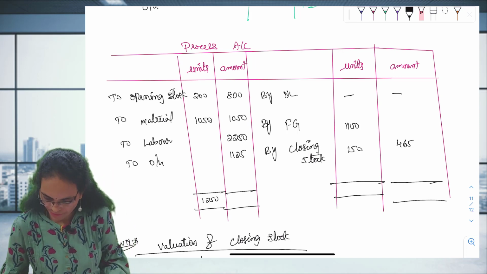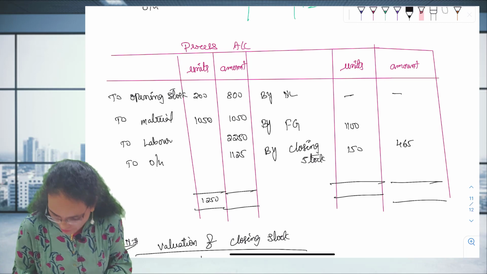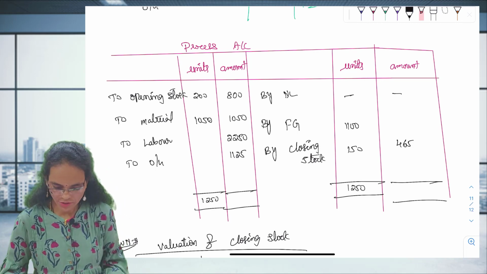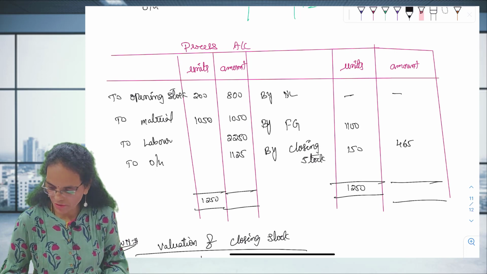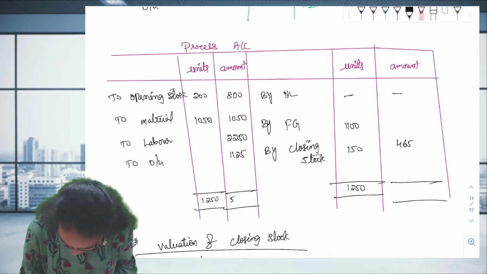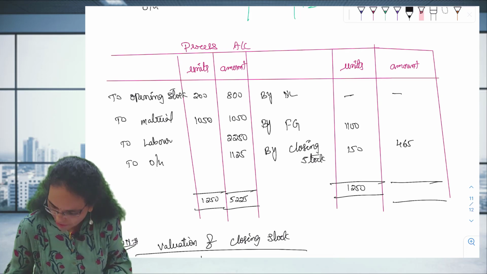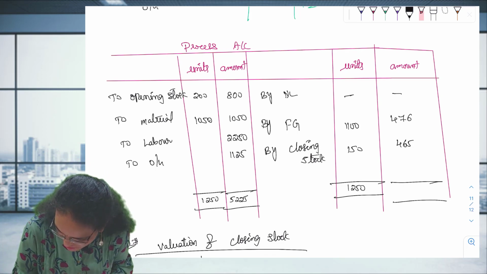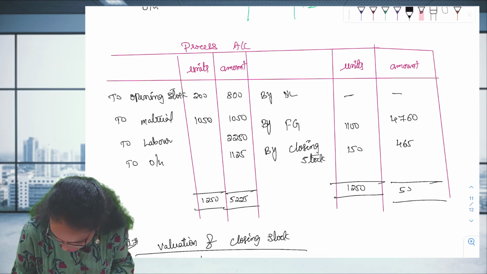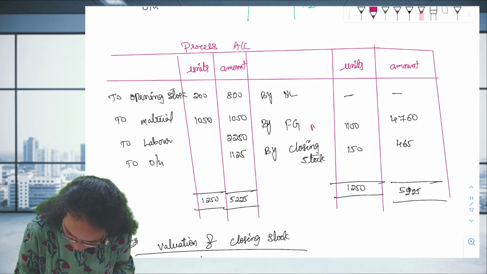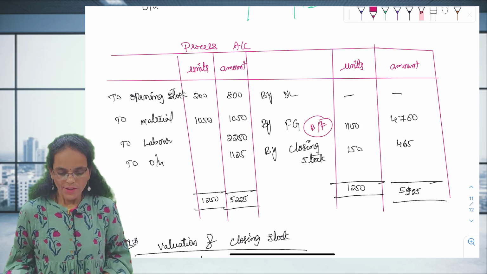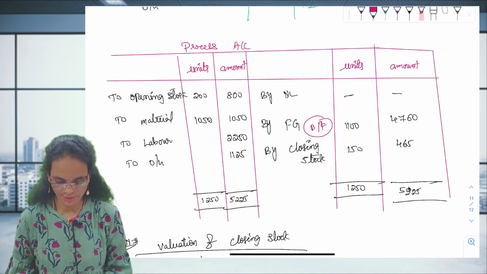800 plus 1050 plus 2250 plus 1125, that is 5225 minus 465. That is 4760, the balancing figure. Yes, this is the answer.